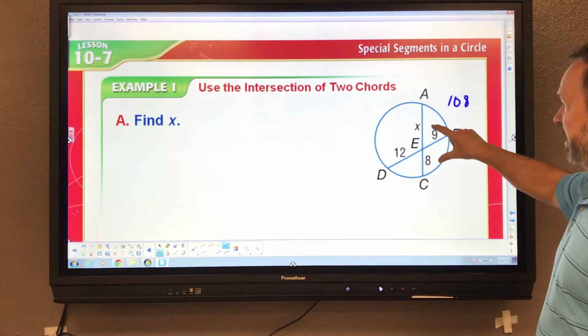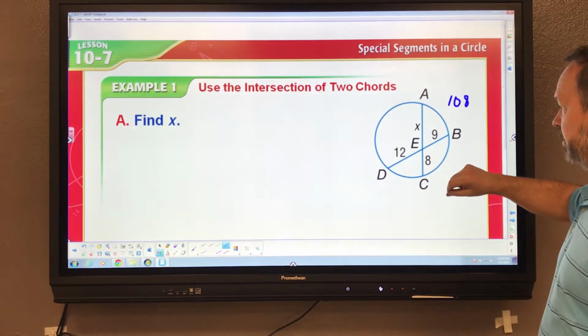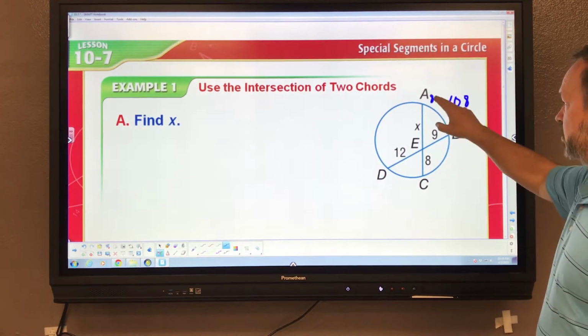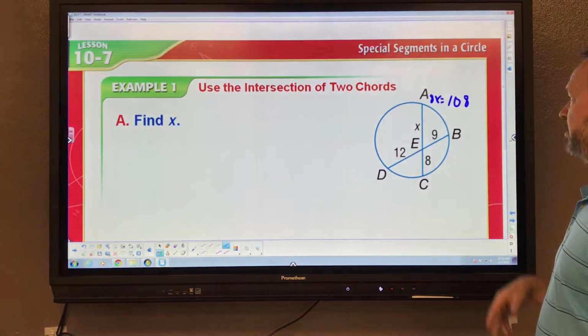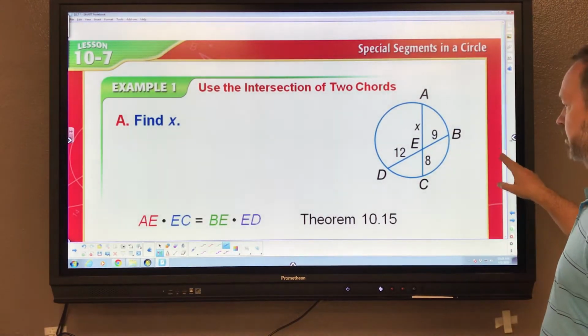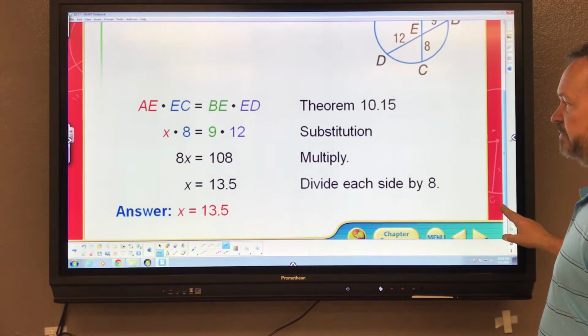So it works really nicely here because these have a product of 108. So these have to have a product of 108. So you get 8x equals 108. You divide by 8 and you find out x is 13.5.